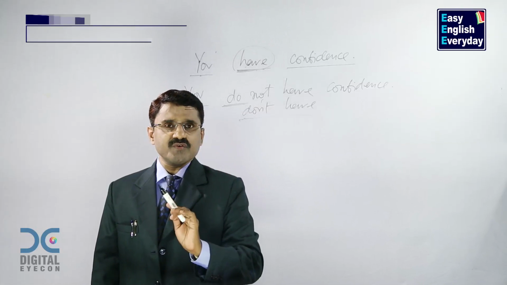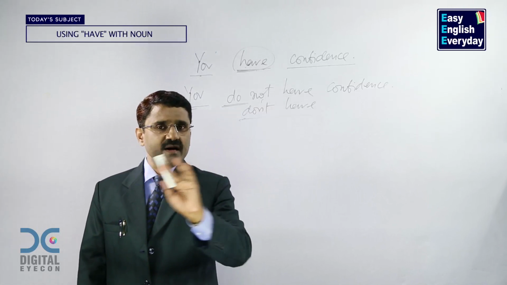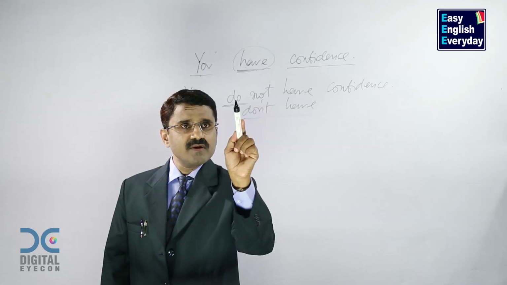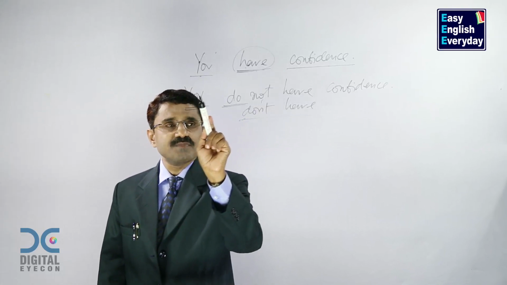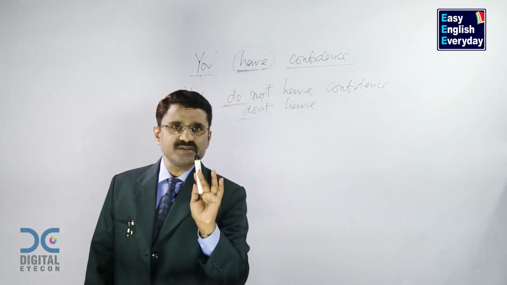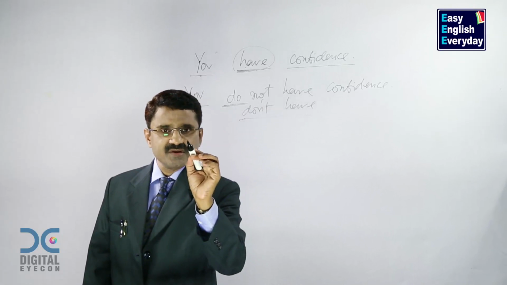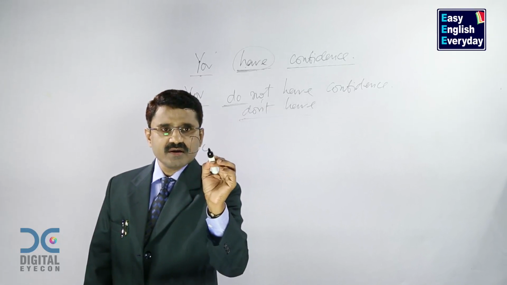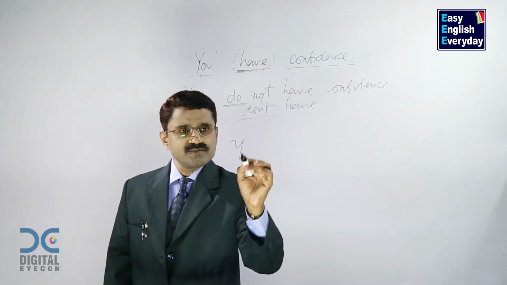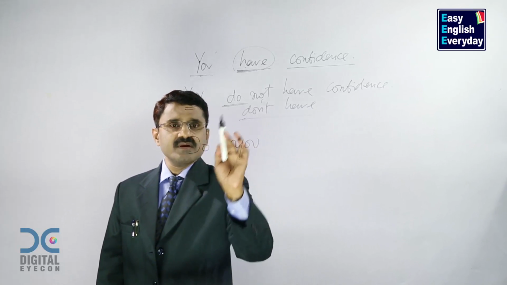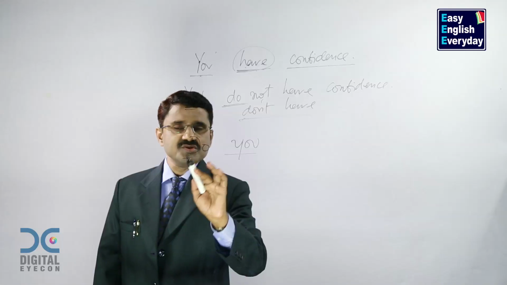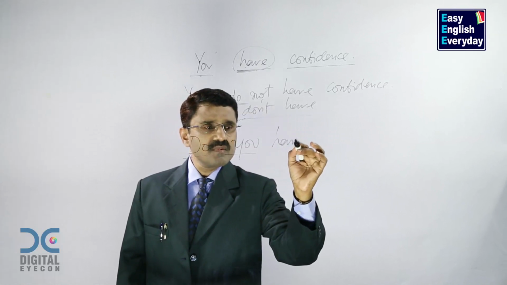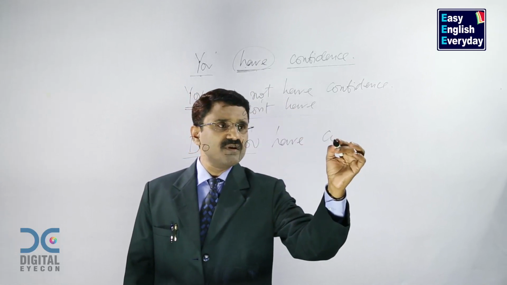Now when I want to make question form, it's very simple. I do not add any new words. I will bring him here and this person goes here. Simple adjustment. They exchange their places. So this small boy comes here and this boy goes here. They are changing their places. Do you have, as it is, confidence?